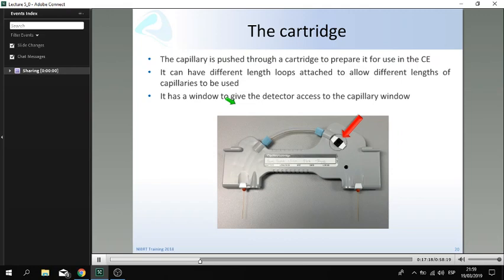And this is a window, so that's the part of your capillary where you don't have polyimide coating, and that's aligned with the detector and allows your detector access to your capillary, so you can actually detect whatever is coming off from that capillary.